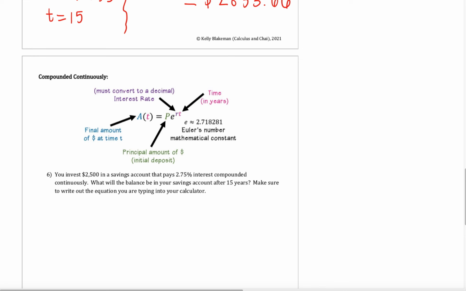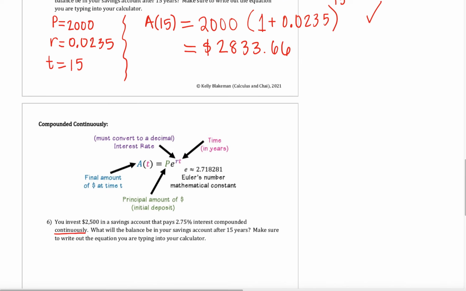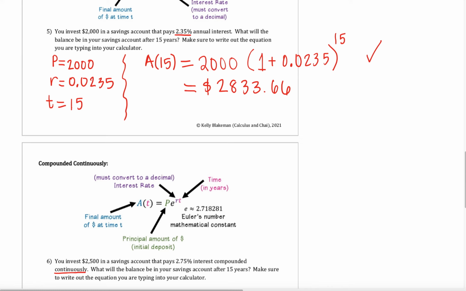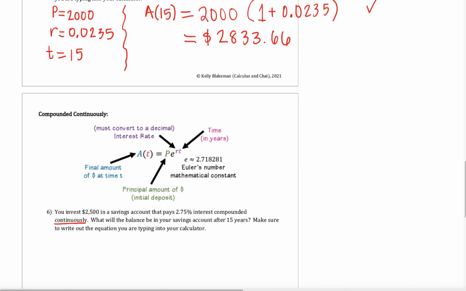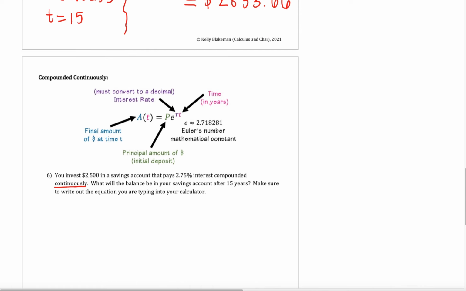r is still our interest rate that again we have to convert to a decimal, and t is our time in years. So let's look at our example for this one. This time we're investing $2,500 in a savings account that pays 2.75% interest compounded continuously. So if I scroll back up to the prior example, notice it says it pays annual interest. So that's telling us the difference between compounded annually versus compounded continuously. And the problem does need to specify. I can't just decide on my own. I would need it stated in the question for me to know which one to be computing.